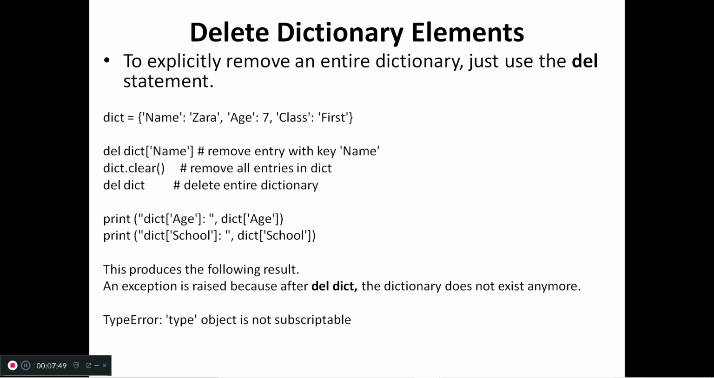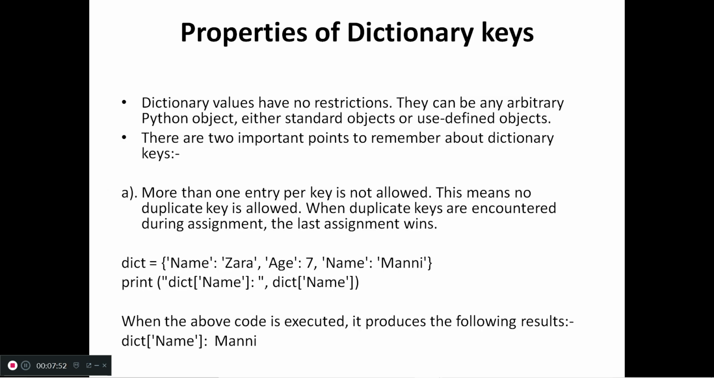Properties of dictionary keys. Let's check the properties of dictionary keys. Dictionary values have no restrictions. They can be any arbitrary Python object, either standard objects or user defined objects. However, the same is not true for the keys. There are two important points to remember about dictionary keys. First one is more than one entry per key is not allowed. This means no duplicate keys allowed. When duplicate keys are encountered during assignment, the last assignment wins.